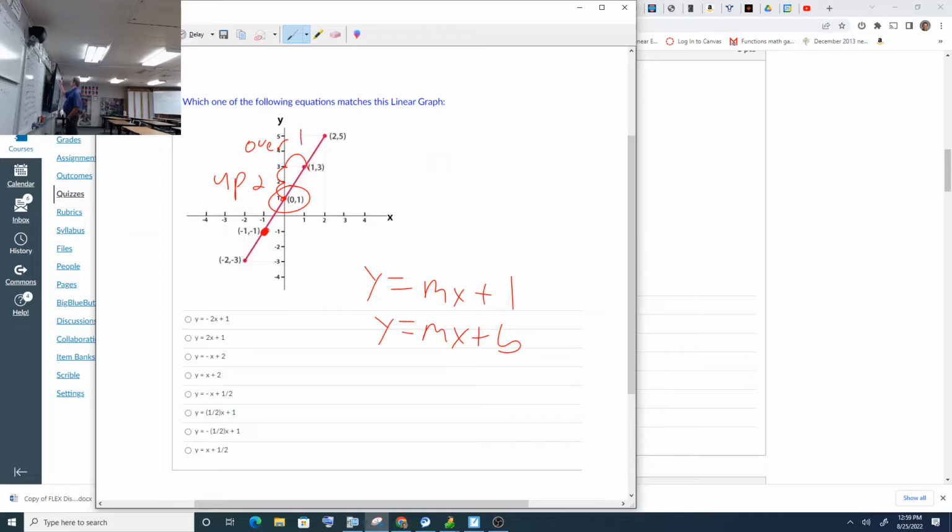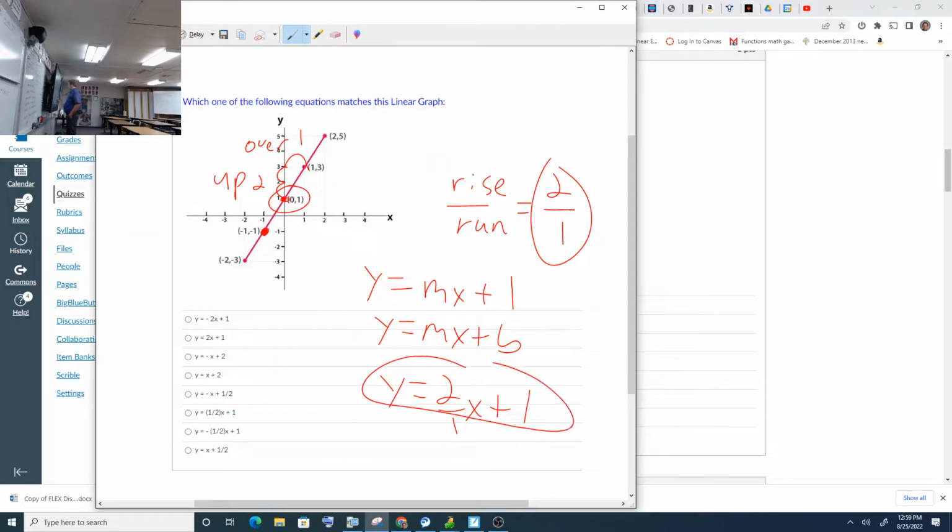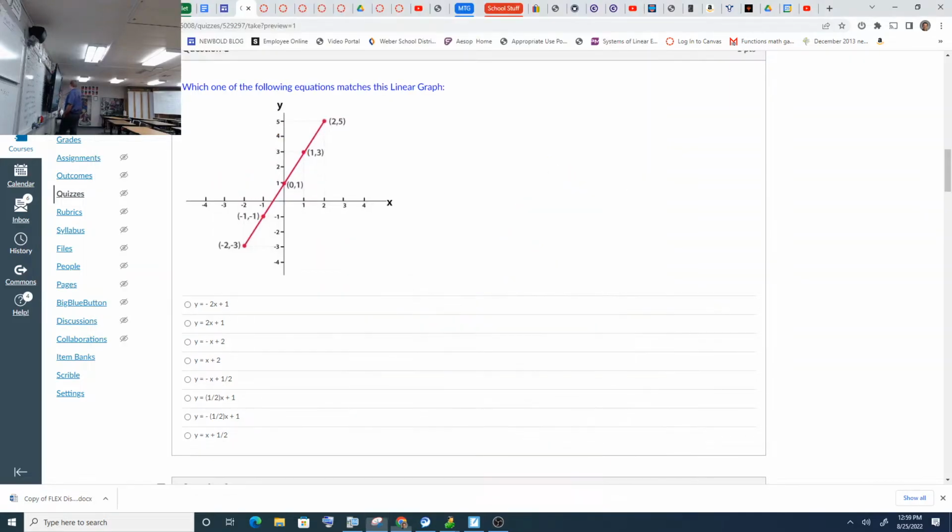Is it rise over run or run over rise? It's rise over run. So we rose up 2 and went over 1. We got a slope of 2. That means y equals 2 over 1 x plus b, which is our shift up 1. So we're looking for y equals 2x plus 1. There it is.